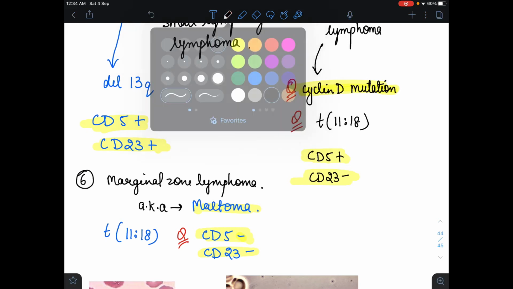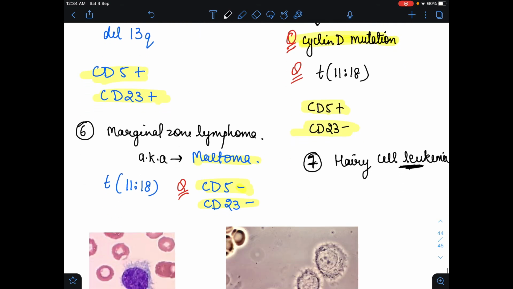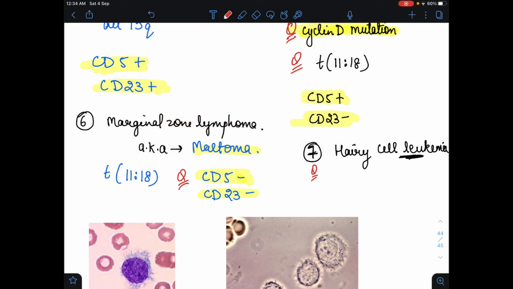Now move to the last type of non-Hodgkin lymphoma, hairy cell leukemia. In the B type of non-Hodgkin lymphoma, all others are lymphoma, but the seventh type is hairy cell leukemia. Please remember, it is leukemia. For hairy cell leukemia, we have very important questions. My first question: it mostly involves the male gender. Most commonly it is found in boys.